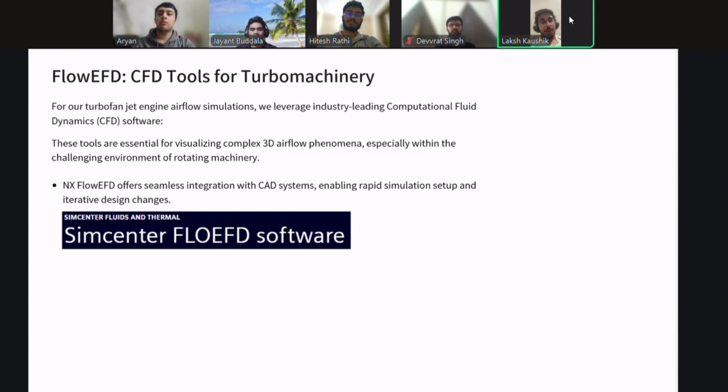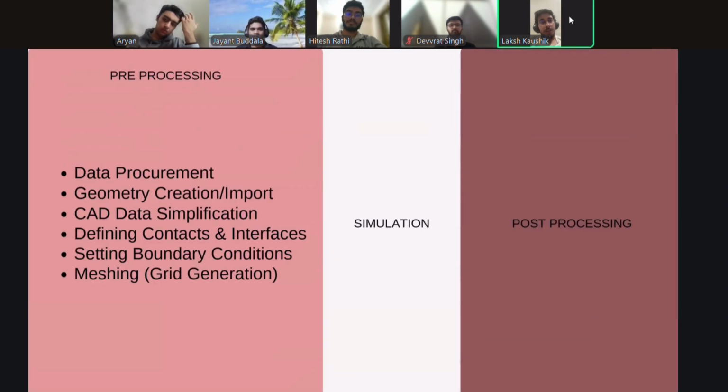For the pre-processing part, we used a number of steps such as data procurement, where we collected turbofan geometry references and CAD models. For the geometry creation of the Trent 800 engine, we imported it into Flow EFP. For defining contacts and interfaces, we ensured proper interaction between stationary and rotating components. We also set up the boundary conditions and meshing.